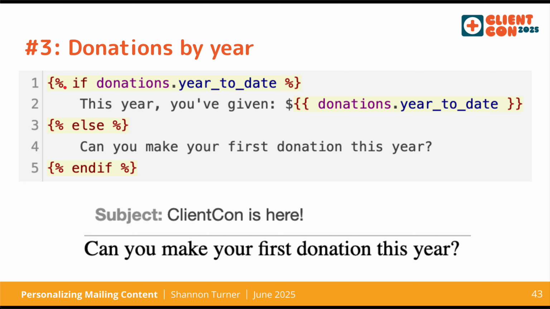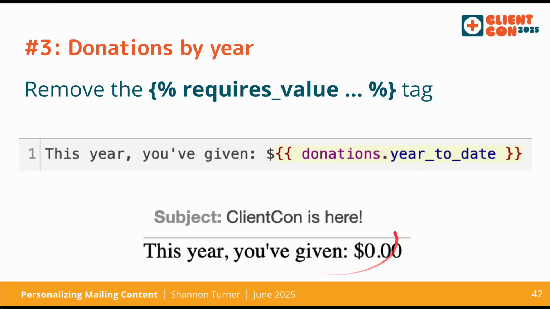If we change this to if donations.year-to-date, then if someone's made a donation this year, it will show this year you've given this much. Otherwise, it'll say, can you make your first donation this year? And I think this looks a lot better than this year you've given $0.